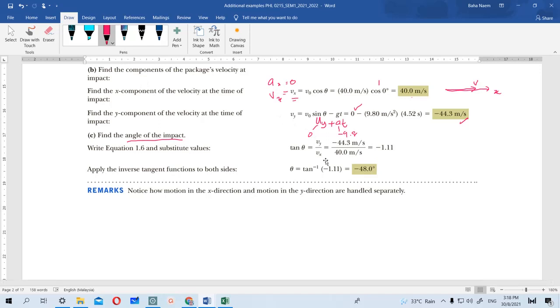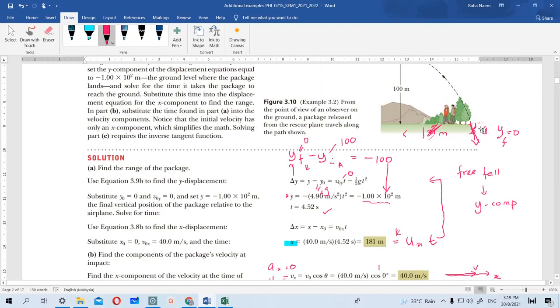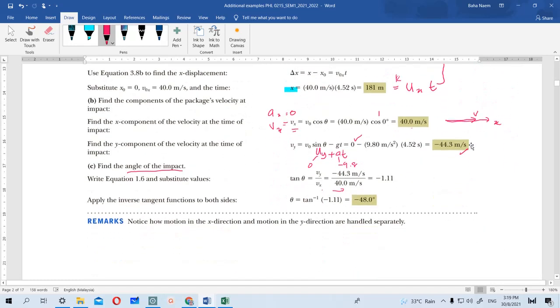By using the components of velocity that we have from part B. The velocity final, this is Vx, no issue, 40 just now. This is the Vy that we have calculated earlier. So you are arriving with negative 1.111, sorry. And inverse tan, you have negative 48 degrees. Just to cross-check the figure, the reading of the angle is below the positive x-axis.